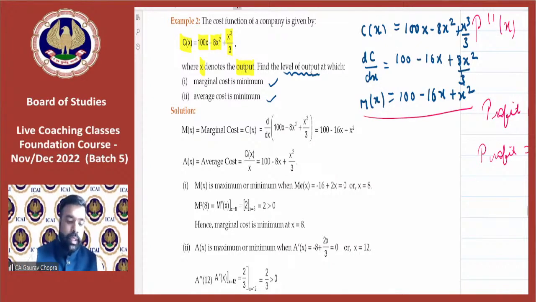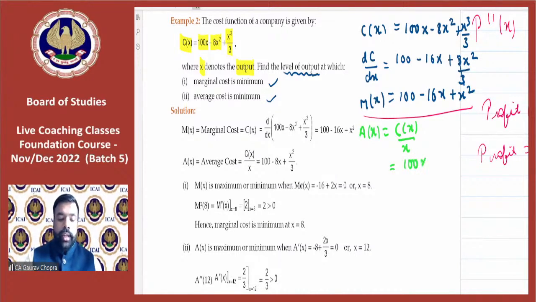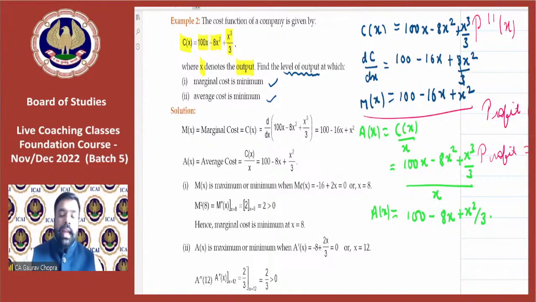Now it's time to calculate average cost. Now, how to calculate the average cost? Total cost divided by number of units. So average cost is equal to total cost divided by number of units. So what is the total cost? Total cost is 100x minus 8x square plus x cube by 3. And now we can divide it by x. So what we are getting? 100 minus 8x plus x square by 3. This is average cost.